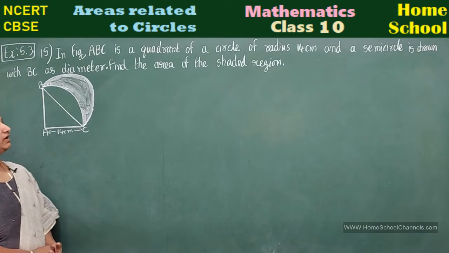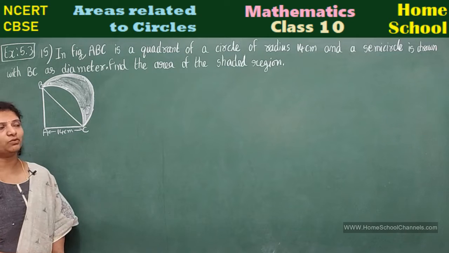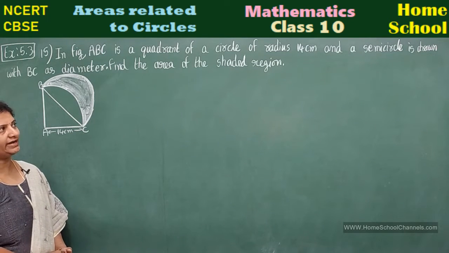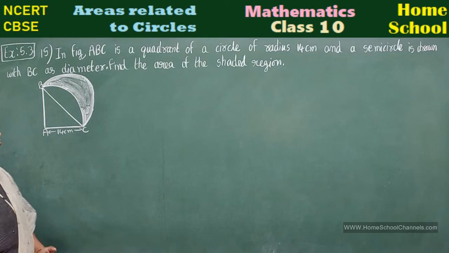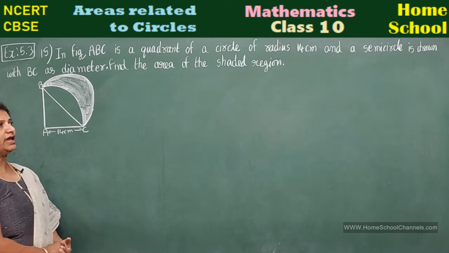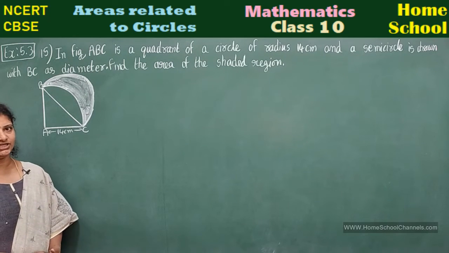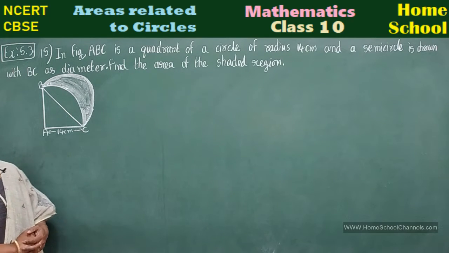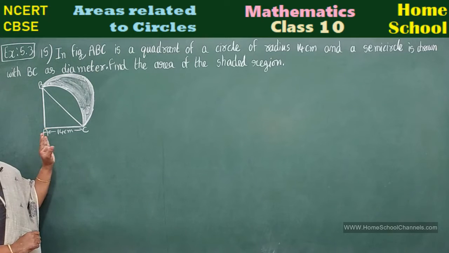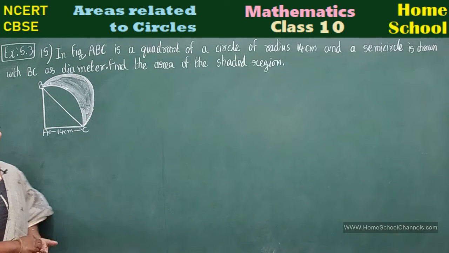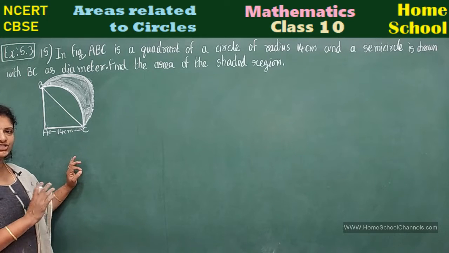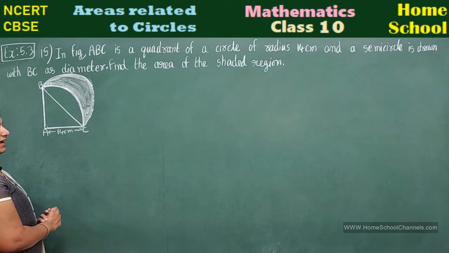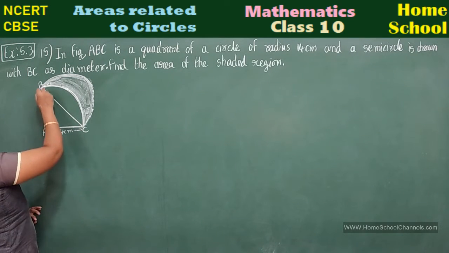15th problem. In the figure, ABC is a quadrant of a circle of radius 14 centimeters and a semicircle is drawn with BC as diameter. Find the area of the shaded region. Observe the figure carefully. There is a quadrant and also a semicircle and some region is shaded there. We need to find the area of the shaded region. So identify the quadrant here.